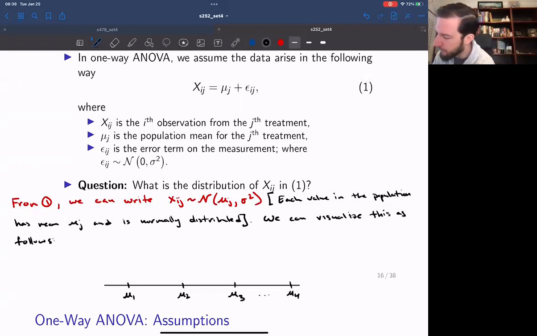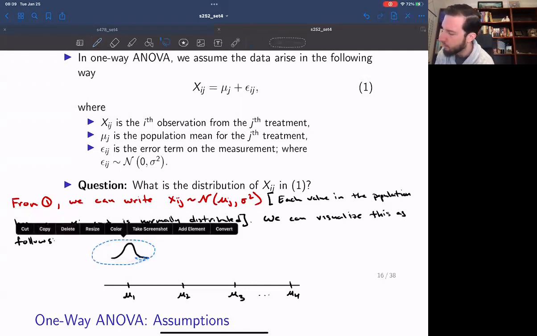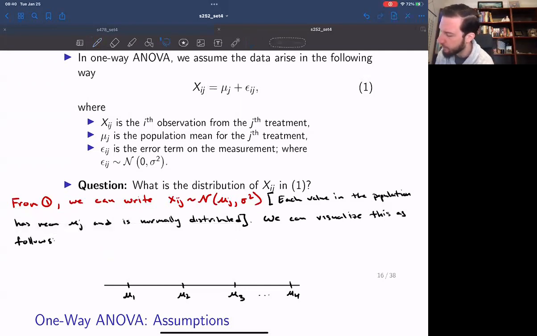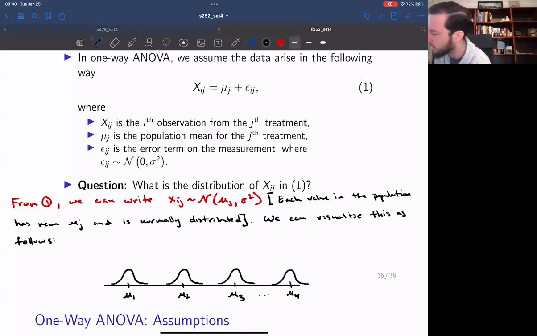So that means that if we were to take a normal curve, maybe something like this, okay, we can place this curve at any point along this axis. So we might have one at mu1, one at mu2, one at mu3. And sorry, this should be mu k here, and one at mu k.